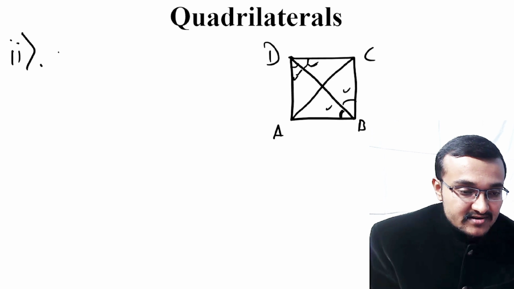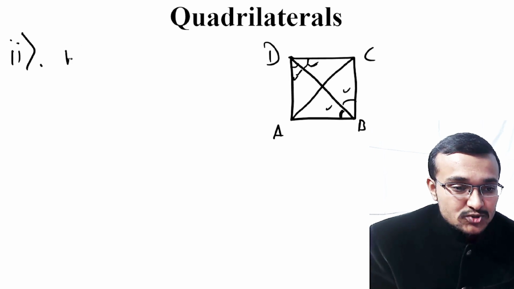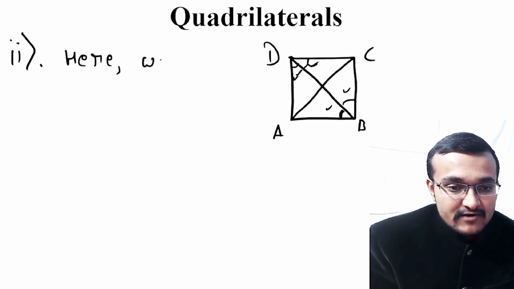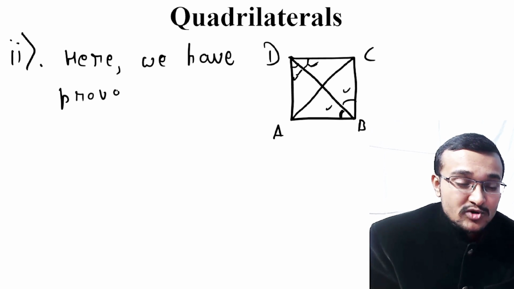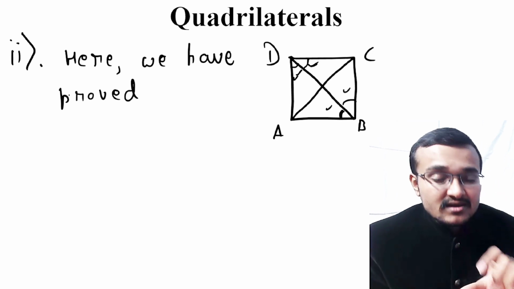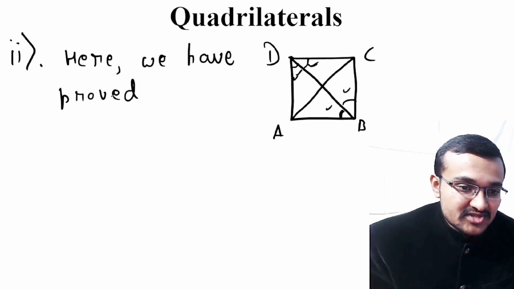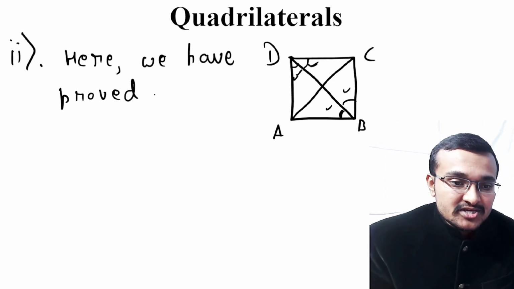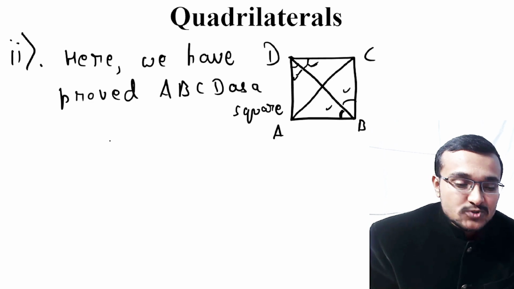In this diagram we have already proved that this is a square. In an exam you cannot write this, because if they only ask the second question, you have to prove the first question first, that is, you have to prove ABCD is a square, and then solve this. Here we have already proved that ABCD is a square, so that's why I am writing this statement. So we know that ABCD is a square.